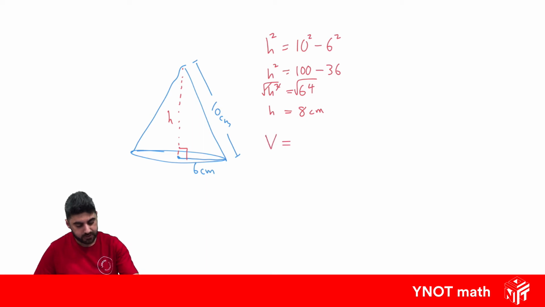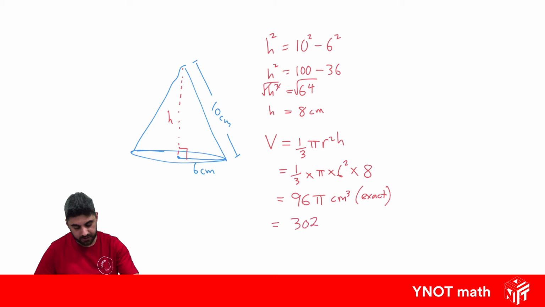Let's find the volume first. That's 1/3 times pi r squared H. So it's 1/3 times pi times the radius squared, which is 6, times the height of the cone, which we now know is 8. Timesing 1/3 by 36 and 8 gives us 96 times pi centimeters cubed as an exact answer. And if we're rounding to the nearest centimeter, that'd give us 302 centimeters cubed to the nearest centimeter cubed.